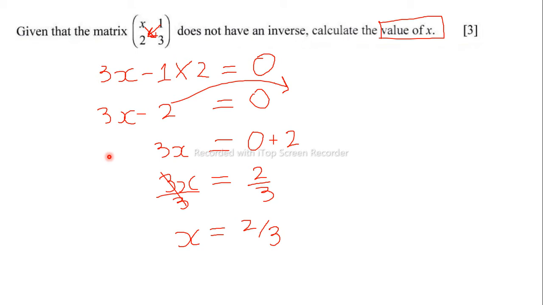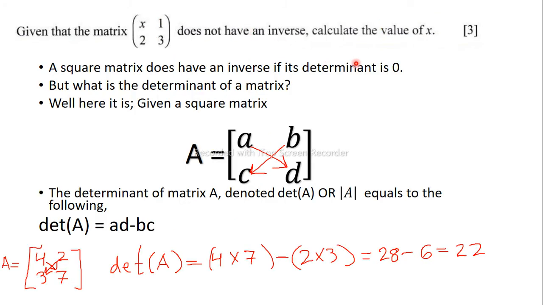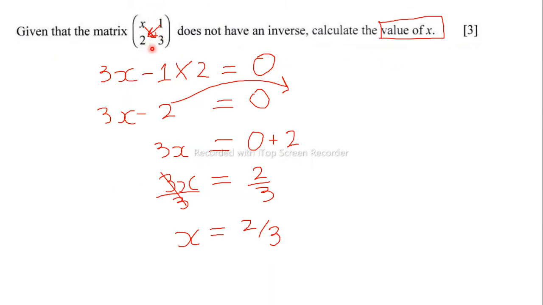Okay, we're saying that if this matrix does not have an inverse, what does it mean that it doesn't have an inverse? We said it before. Its determinant must be what? 0, right? You agree with that? Its determinant must be 0, right? Yes, sir. Now, what is the determinant of this matrix?